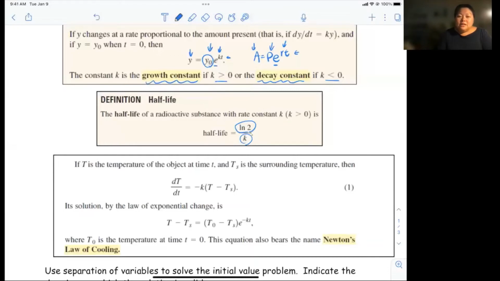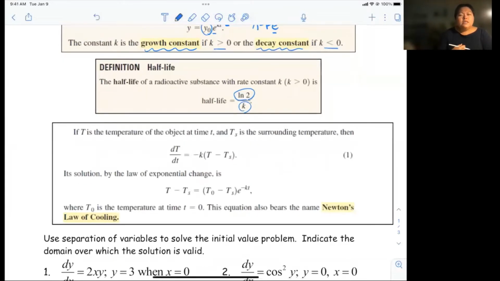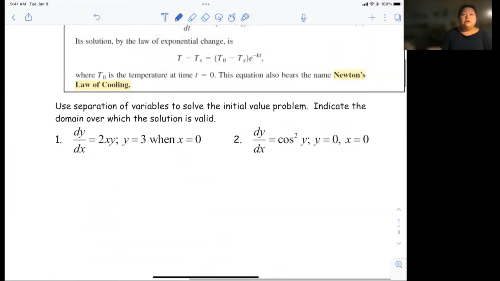The last one is Newton's law of cooling. Typically, this is given to you, but again, it's kind of nice to know how to use this, and we'll see it in our example. All right. So just a reminder of using our separation of variables. And it does remind you to indicate the domain over which the solution is valid. So we're going to have to see what is happening here.